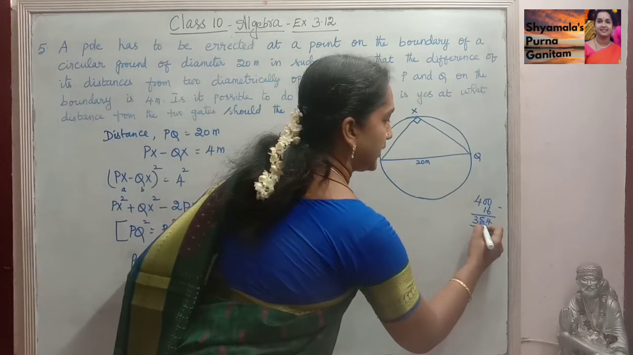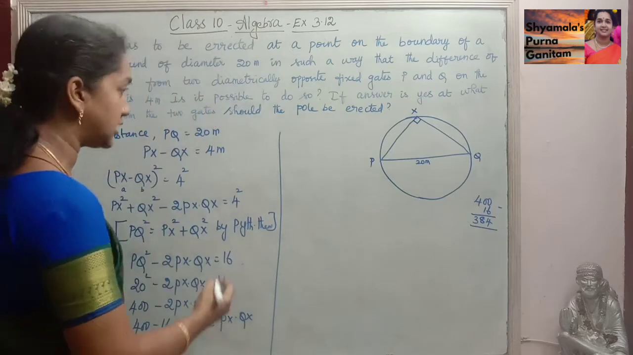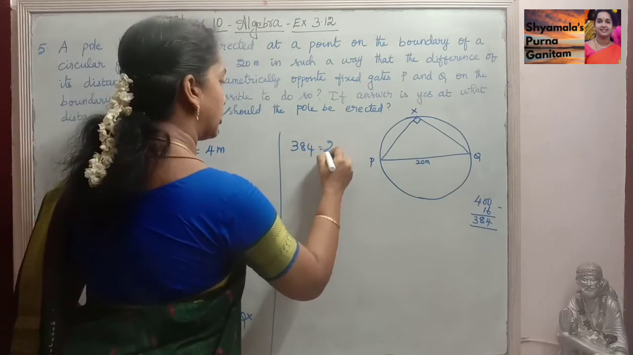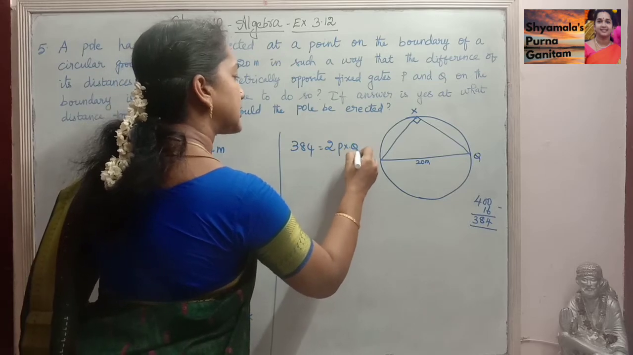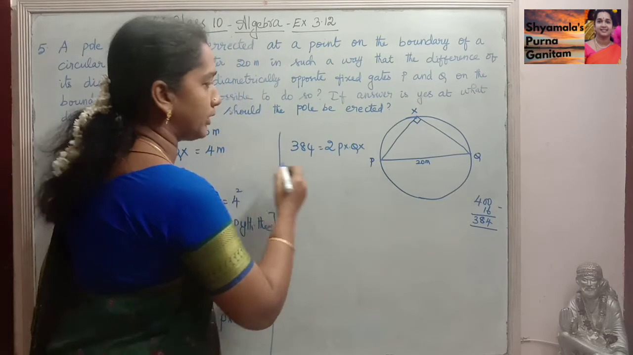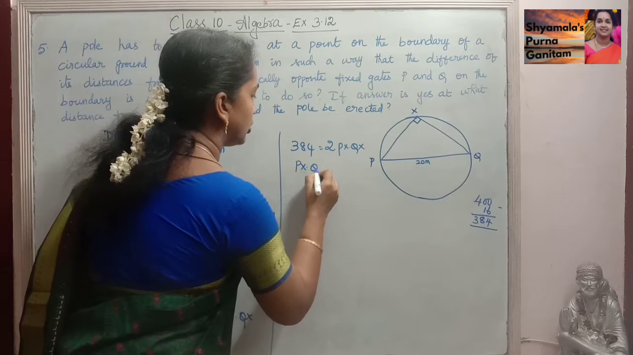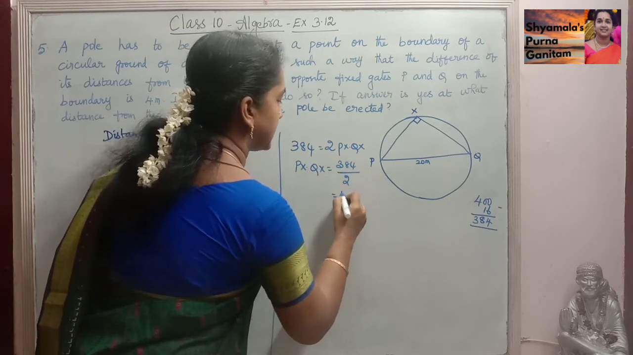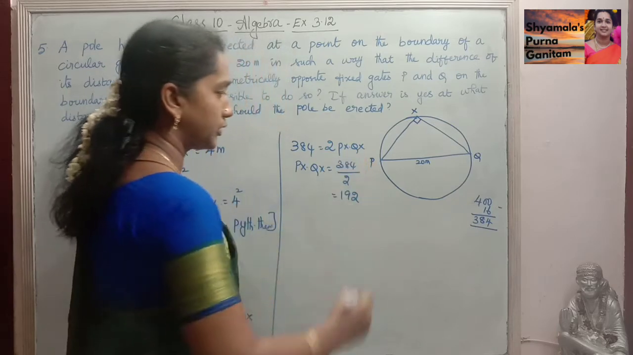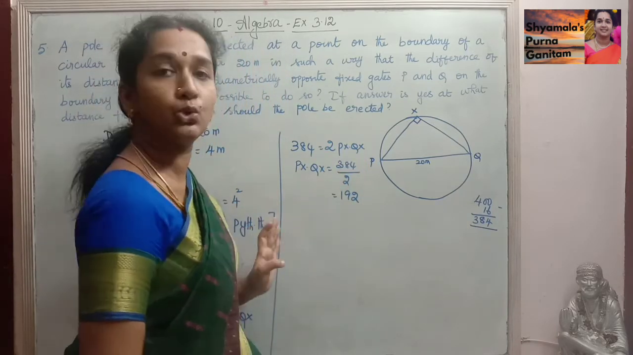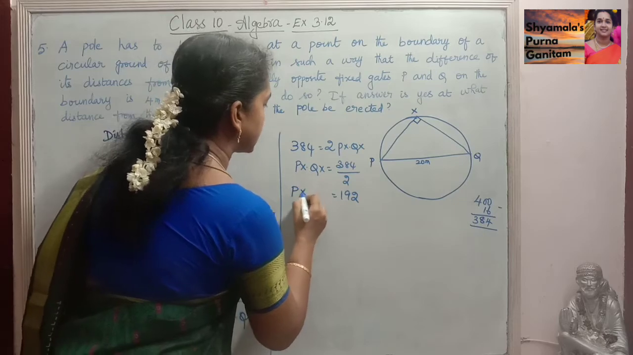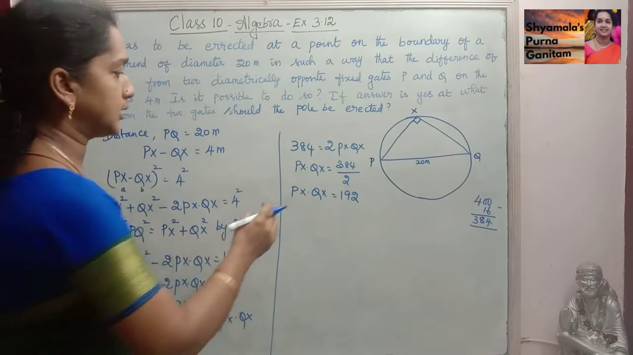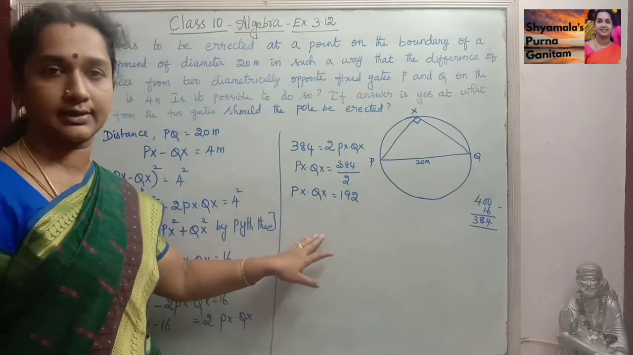384, sorry, 384. When we subtract this, we'll get 384. So 384 is equal to 2 into px into qx. This 2 also we will divide. So px into qx is equal to 384 by 2, that is equal to 192. 2 1s are 2, 2 9s are 18, 2 2s are 4. So px into qx is equal to 192. Okay, so this is the value for px and qx.